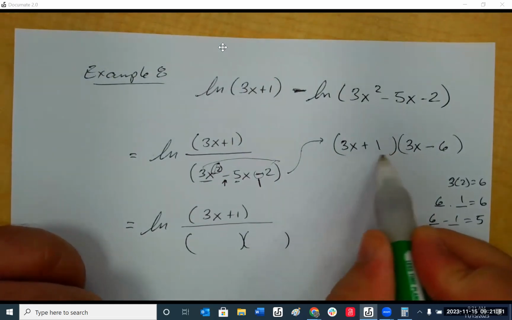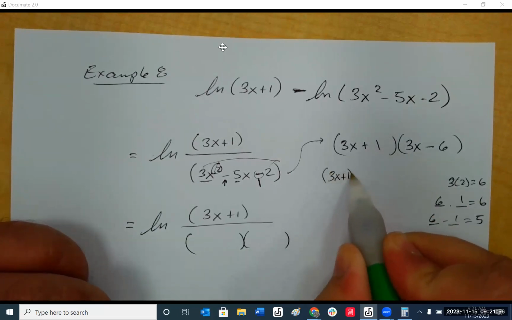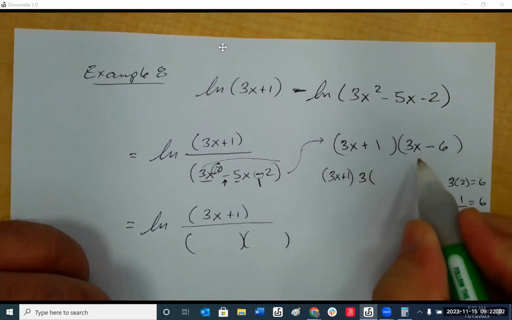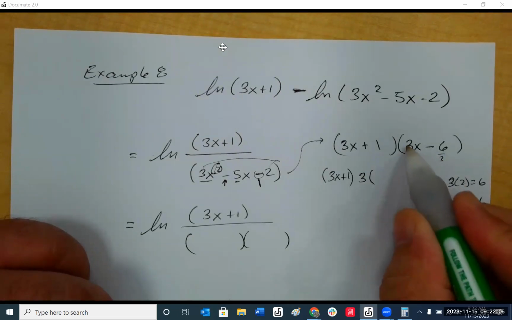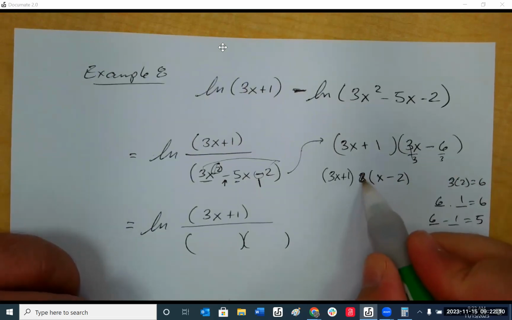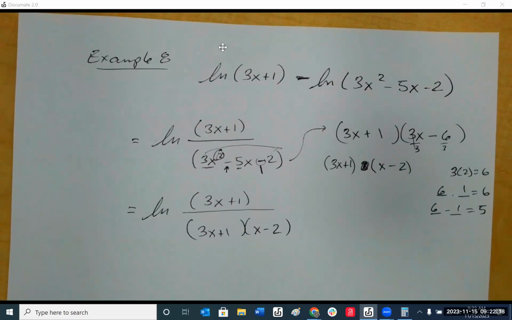Can we factor anything out of this one? No, they're both prime numbers. Can we factor anything out of this one? A 3. So we divide both of these by 3, gives us x minus 2. The 3x plus 1's cancel. So there's my answer.